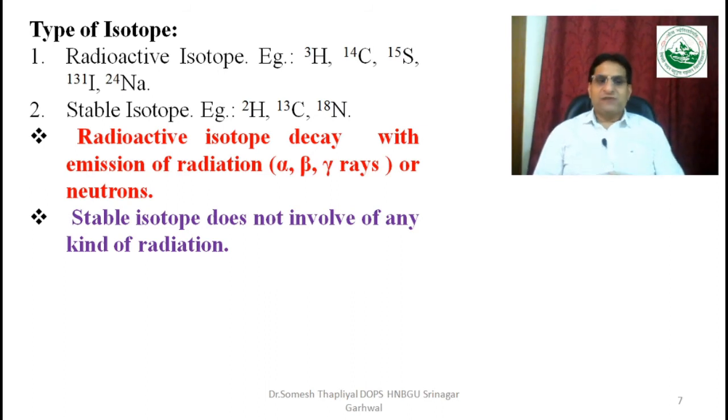Whereas stable isotopes do not involve any kind of radiation, and the examples of these stable isotopes are deuterium, 13C, and 15N. These are the examples of the stable isotopes.